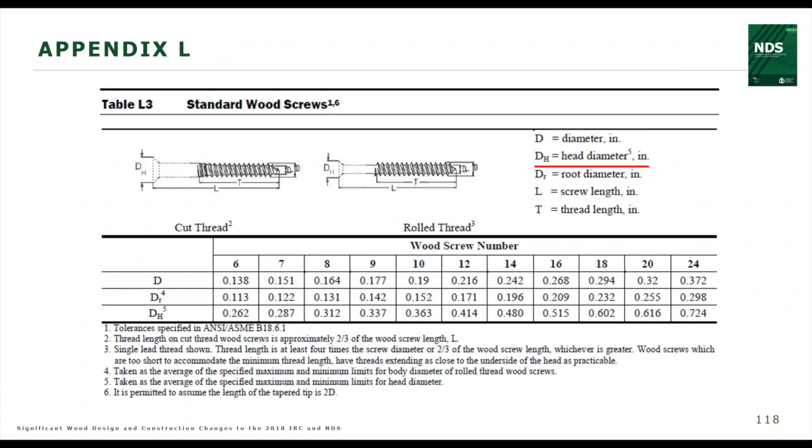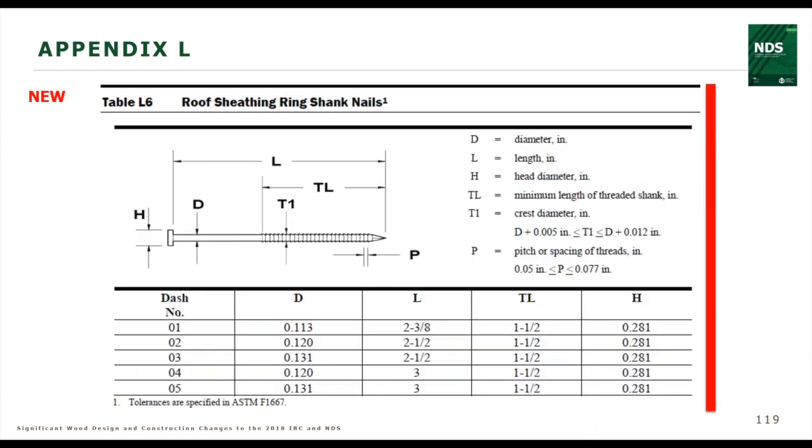All right, so those are the changes in the main body of the document. So Appendix L, I mentioned, was the only appendix that we had any changes in. So you'll see the addition of head diameter here in Table L3 to facilitate those head pull-through calculations. We also have this new Table L6, which is our roof sheathing ring shank nail table. I said the names again, they're just a dash number and 01, 2, 3, 4, or 5.